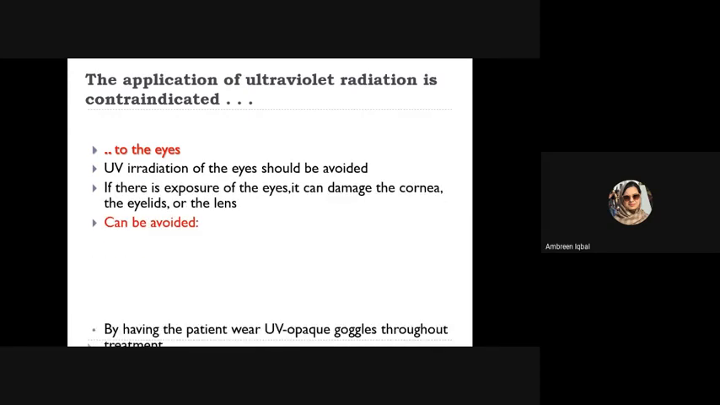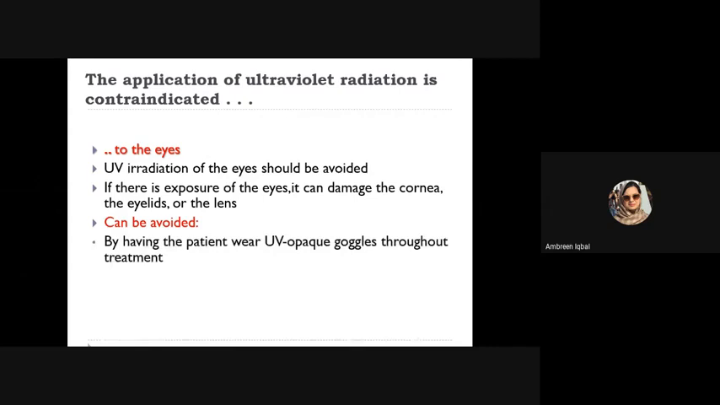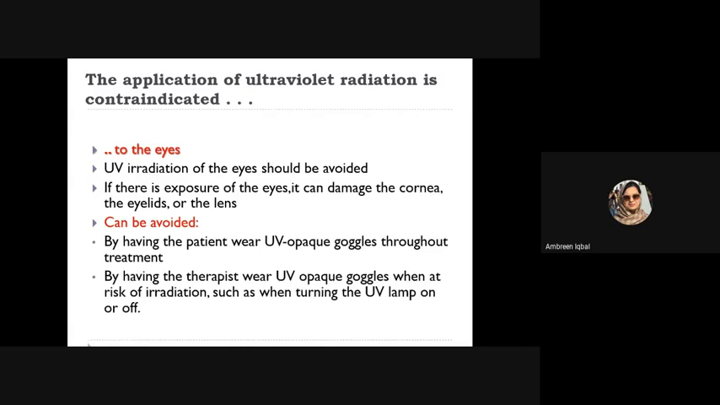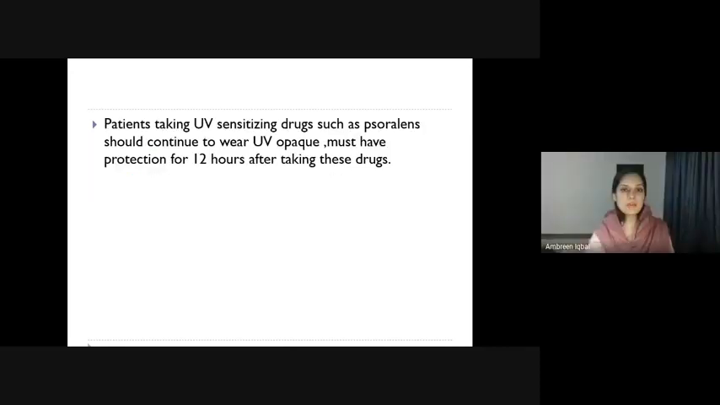It can be avoided by having the patient wear ultraviolet opaque goggles throughout the treatment, and by having the therapist wear ultraviolet opaque goggles when at risk of radiation, such as when turning the ultraviolet lamp on or off. Patients having ultraviolet sensitizing drugs such as Psoralen should also continue to wear ultraviolet opaque goggles, and must have protection from ultraviolet rays for at least 12 hours after they have taken these drugs.